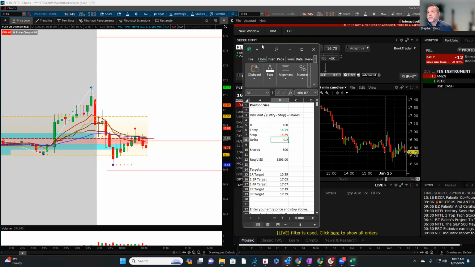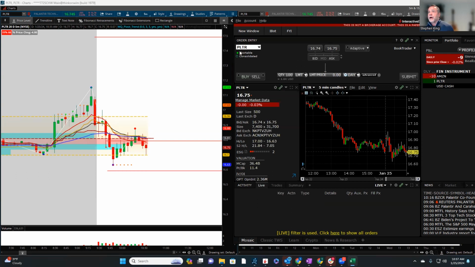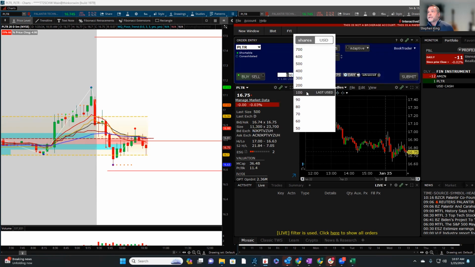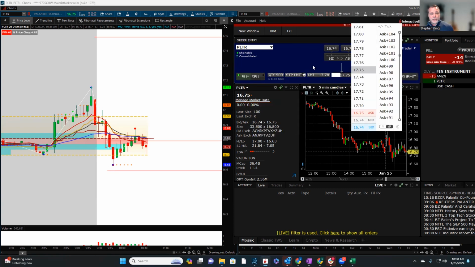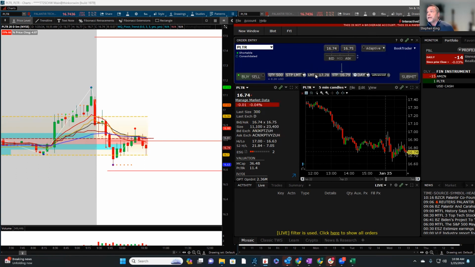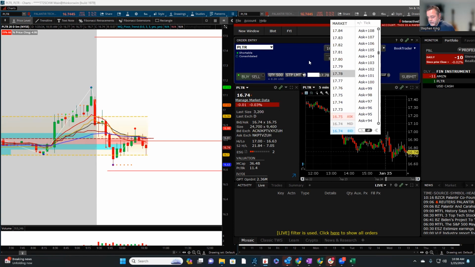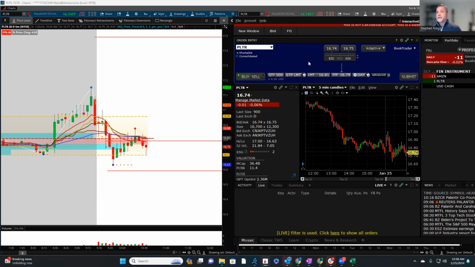So let's go ahead and put this in the broker. We move this out of the way. And here in the broker, I have Palantir set up. I'm going to buy, and my quantity is going to be 500 per the spreadsheet. I am then going to do a stop limit. My stop, meaning what is going to be the trigger, is going to be 16.79. My limit, I'm going to give a couple pennies, 16.81, meaning I want to give it 2 pennies of wiggle room to make sure that this gets filled.